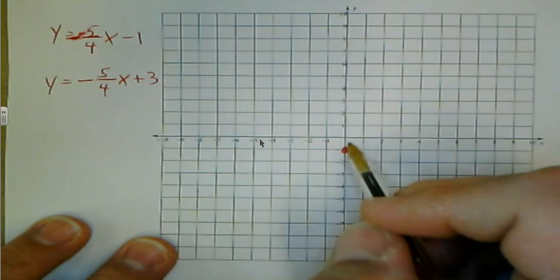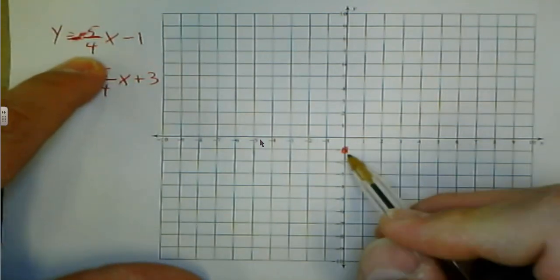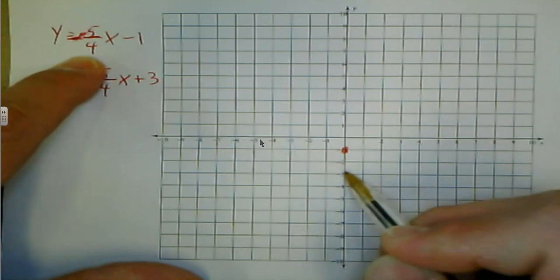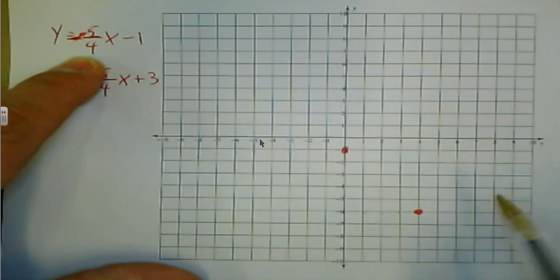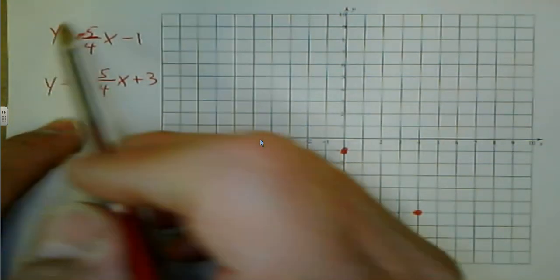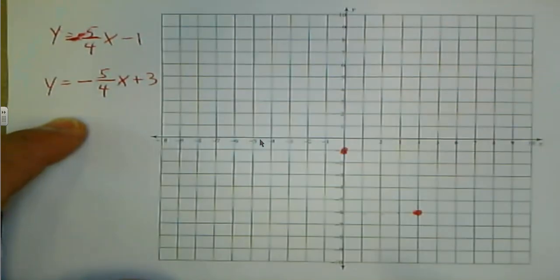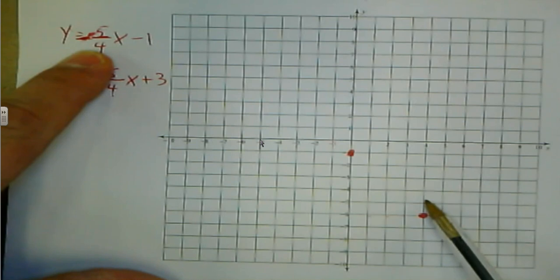So we're going to go to -1, put our dot. From there, we're going to put our 2 extra dots. So it's -5 over 4. So I'm going to go down 5: 1, 2, 3, 4, 5. Then over to the right: 1, 2, 3, 4. So since it's negative, I go down and then right 4. If it were +5, I would go up and then right 4. Negative slopes go down first, then right.